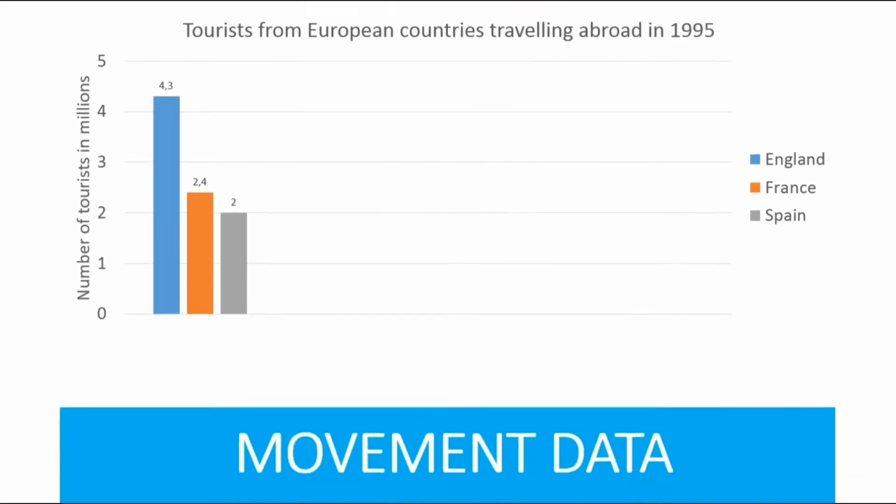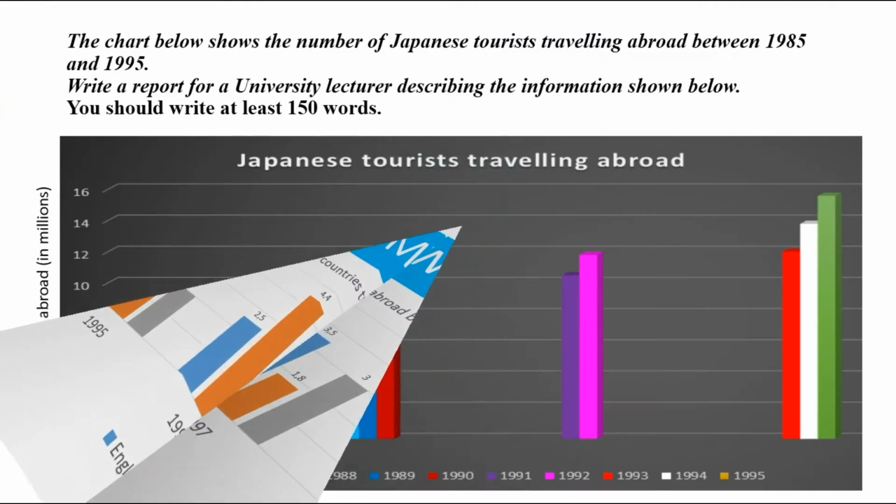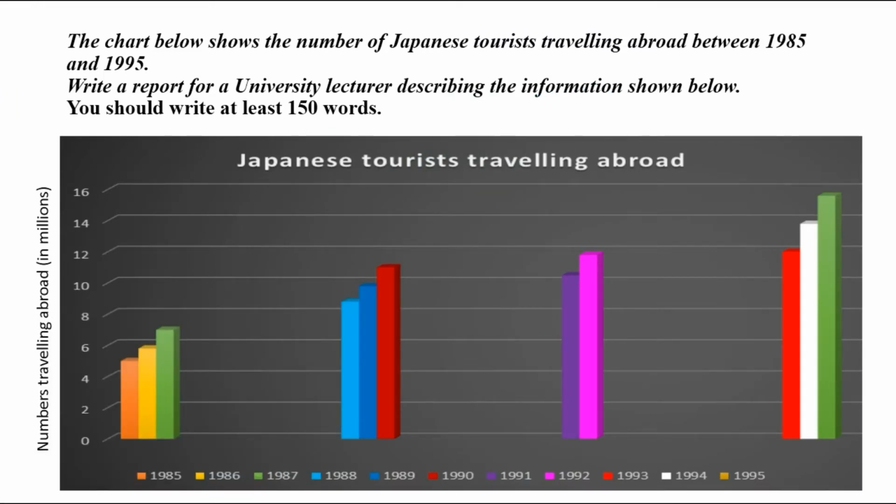However, a movement data chart can illustrate numbers in different categories in various years. Let's take this chart as an example. You must describe the figures of tourists from the above mentioned 3 countries from 1995 to 1997. You have to compare the numbers from one time scale to the other one. Look at our column graph one more time.